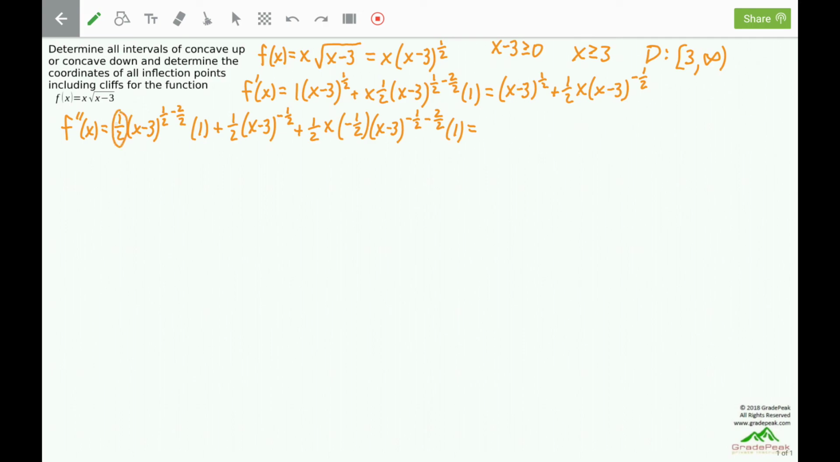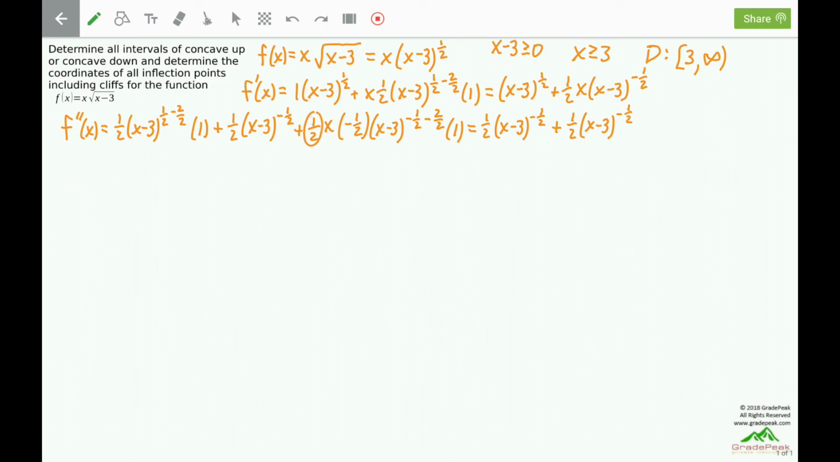For the first term, we can put all the constants together. 1/2 times 1 is 1/2. And we have an x minus 3 to the 1 minus 2, which is a negative 1/2. Plus the second term, which we'll leave as is. It's a 1/2 x minus 3 to the negative 1/2 power.